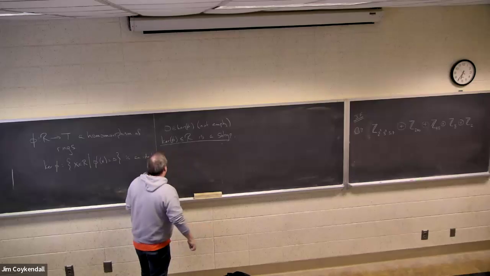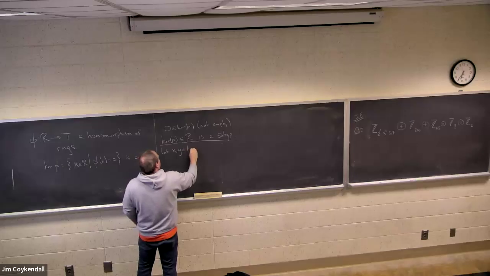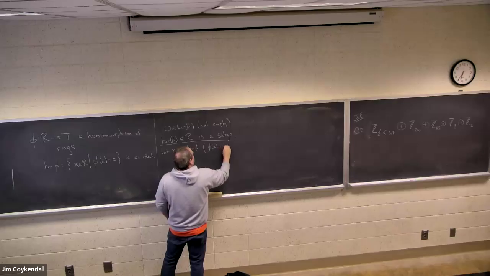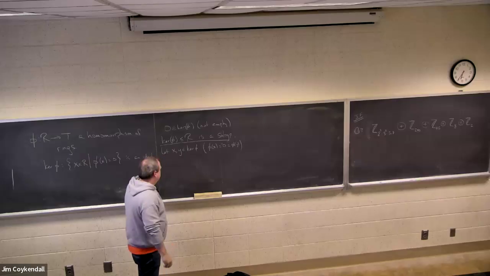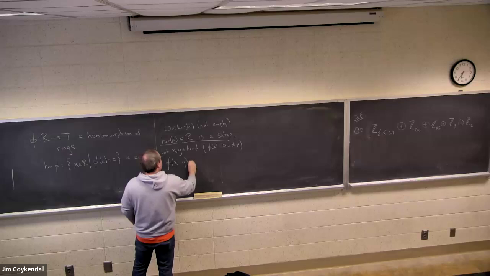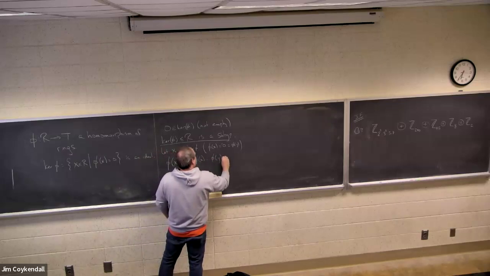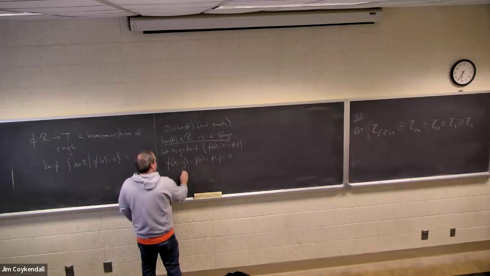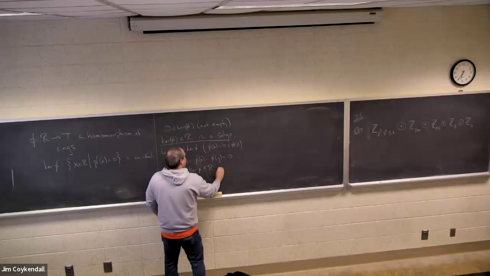So let's let x, y be in the kernel of phi. So this means phi of x equals 0, equals phi of y. So if we look at phi of x minus y, this is phi of x minus phi of y. Zero minus zero is zero. Therefore, the kernel of phi is a subgroup.